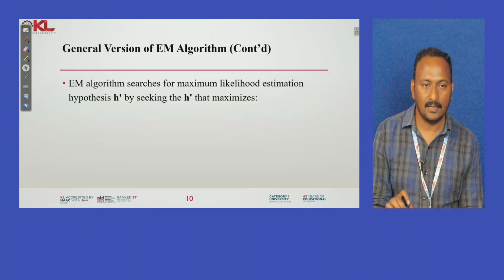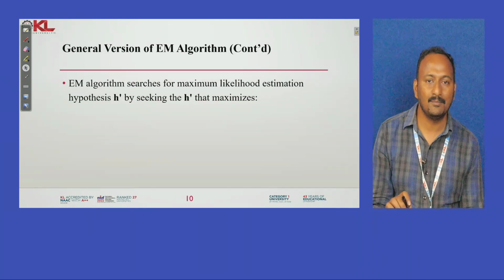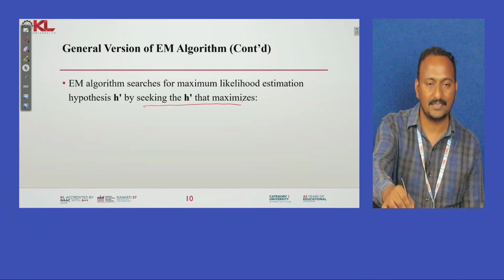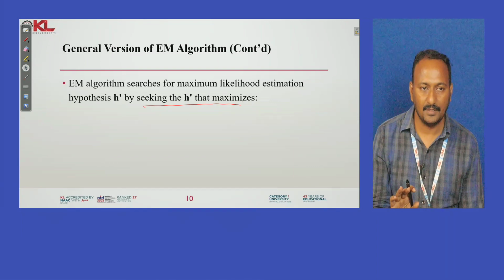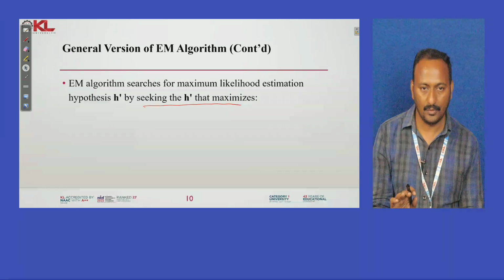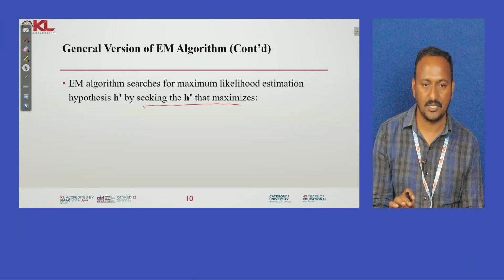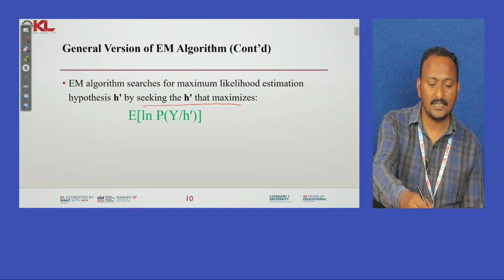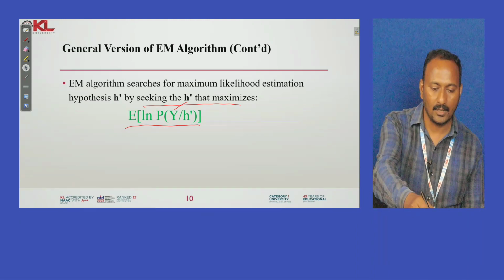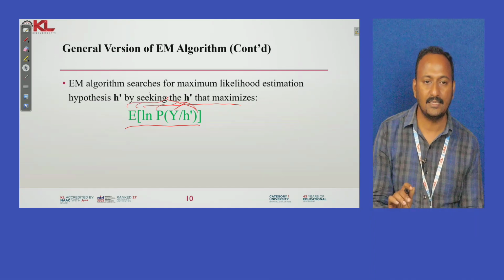Here our EM algorithm works like maximum likelihood estimation, seeking the hypothesis h bar that maximizes the likelihood. So our aim in the EM algorithm is maximizing h bar. We need to maximize the likelihood estimation hypothesis h bar. Here this is the estimated value. If you observe this, we have three components: the probability of y conditioned on h bar, and the logarithm of this probability value, and based on this we are maximizing. It means that we are taking the estimated value.